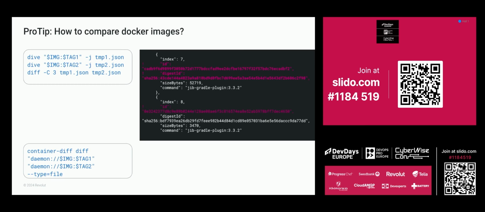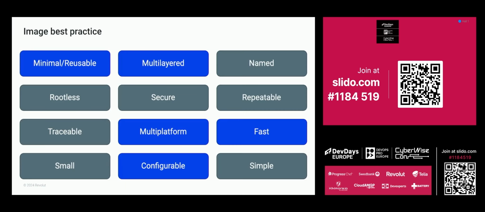Also, there is a Google tool called container-diff. It can compare and list the differences between Docker images. So that's how you can actually spend some time and figure out what's happening inside.